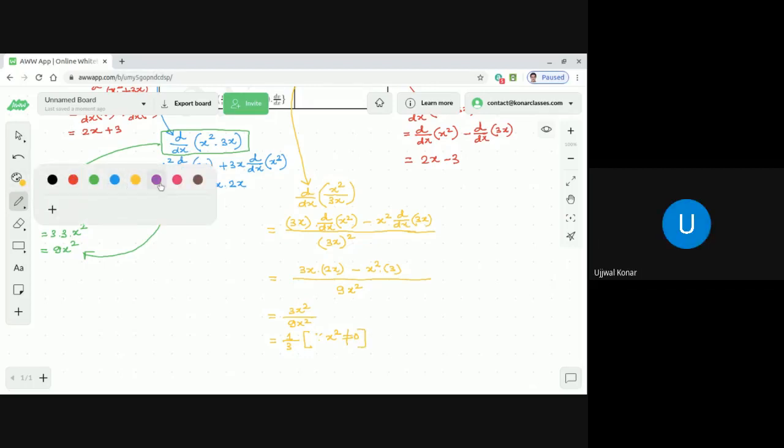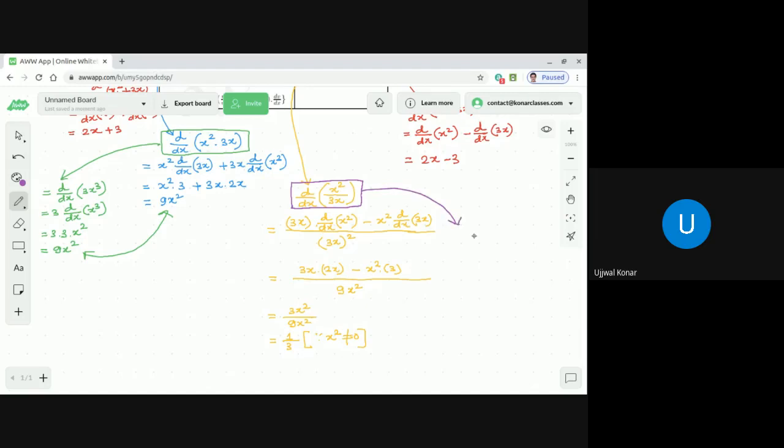But you know, dear students, we can take it in a very easy approach also. Instead of applying the formula, we can write this as d/dx of x square by 3x, that is equal to x by 3, since x is not equal to 0. That's why we are able to divide. So now 1 by 3 is a constant.